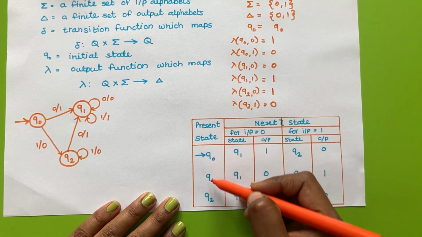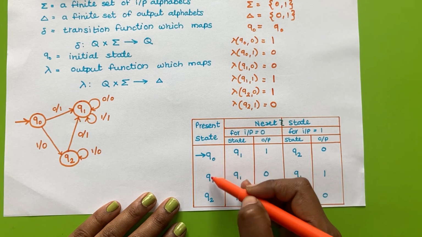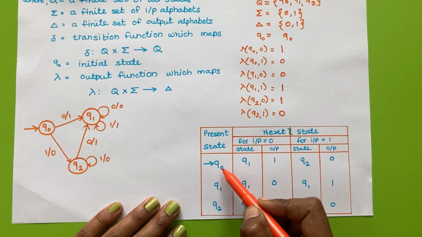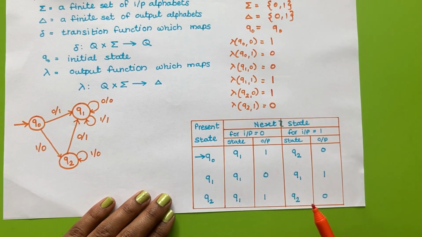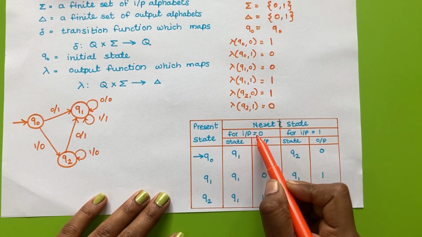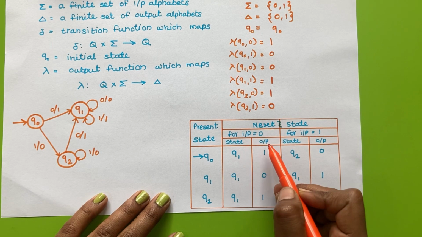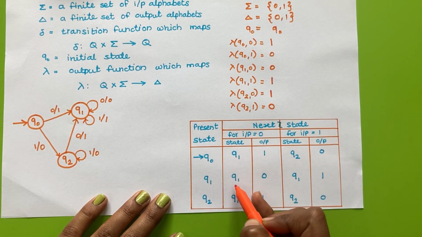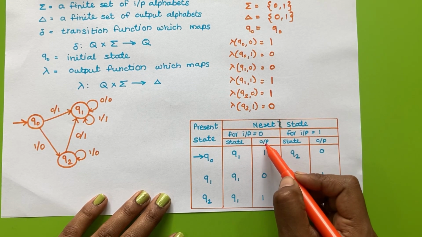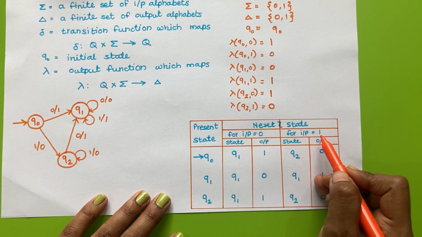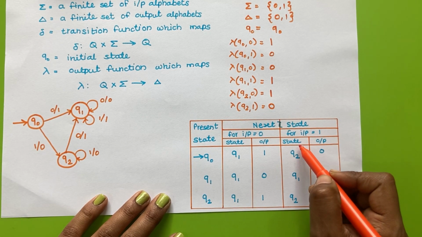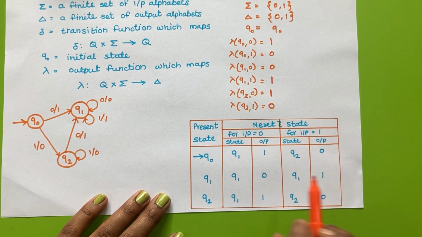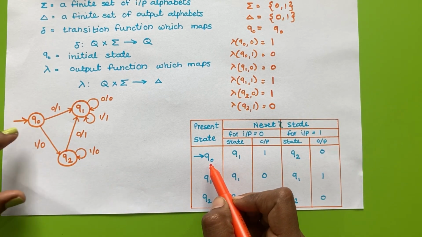So in the first column we always write all the states that belong to the given machine. So here I have written Q0, Q1, Q2. Now next, for each and every input symbol we require two columns. So for 0 I have taken two columns, one for output state and one for output symbol. Again for input symbol 1 we require two columns, one for state and the other for output. So first we will see how to represent a transition.